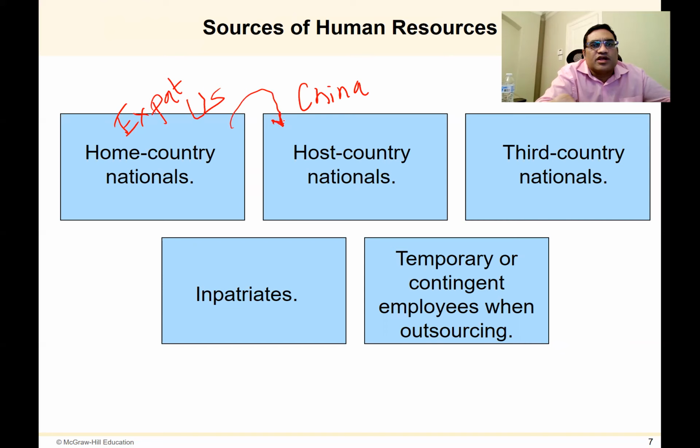So again, he's working for the same company. Let's just pick a big company. Let us just say, to make it simple, IBM, right?